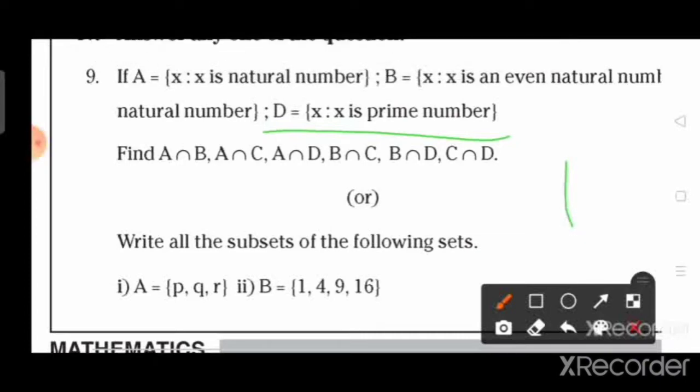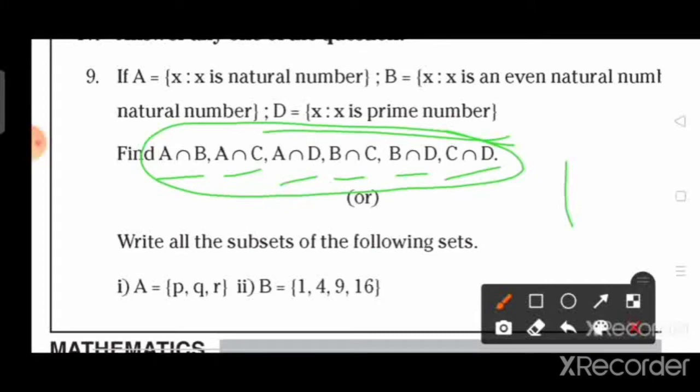So we have to find A intersection B, A intersection C, A intersection D, B intersection C, B intersection D, and C intersection D. In all the sums, we have to find the intersection. What is intersection, and how can you find it in all the sums? Intersection means we have to write the elements which are in both sets.